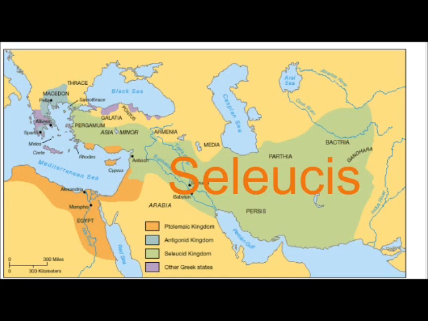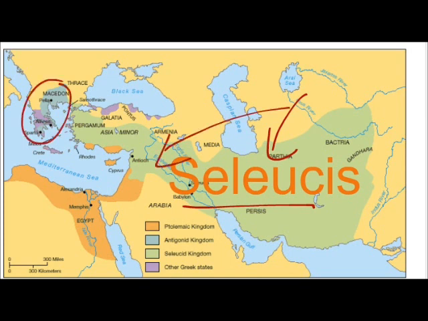Okay, the very last important ruler was Seleucus. Now, Seleucus was a Hellenistic emperor. He was one of those three generals who got land from Alexander the Great. And his empire is in green, right there. Now, there's also the Antigonus Empire over here, and the Ptolemaic over here.